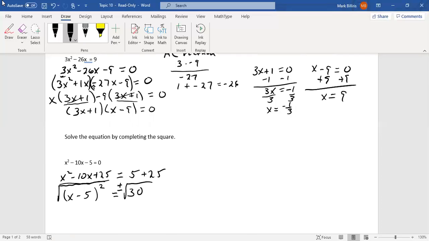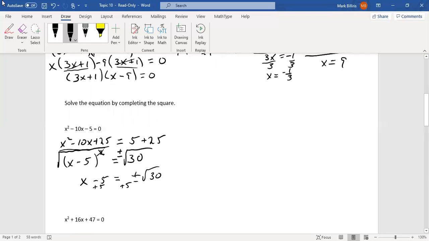So on the left-hand side, the square root of x minus 5 quantity squared, remember, the purpose of that was to eliminate the square. So all we'll have is x minus 5. On the right-hand side, we have two solutions, positive and negative square root of 30. We see if we can break down the square root of 30, which we cannot in this case. There are no perfect square factors of 30. So what we're going to do is add 5 to both sides.